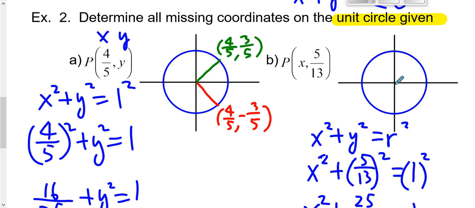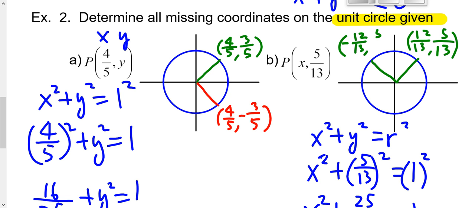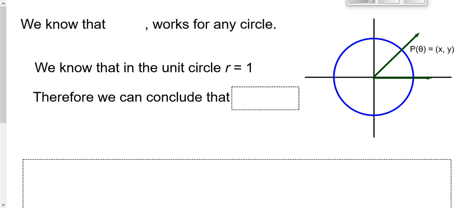So 12/13 for x and then 5/13 for y, so up like this. Okay, another value is negative 12/13 and then 5/13 up. So negative 12/13, 5/13. So like that.